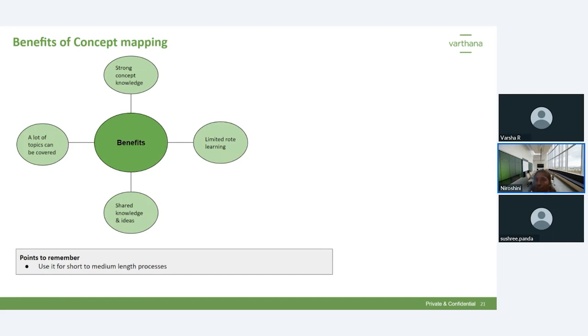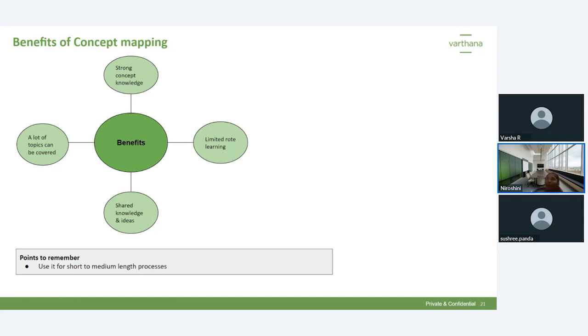Children will get strong concept knowledge, and then limited rote learning. And also, since they are discussing it with their partners or their pairs, or the teacher can facilitate when they are discussing it, they're asking questions, then this has shared knowledge and ideas that they get from each other. Again, a lot of topics can be covered using concept mapping.